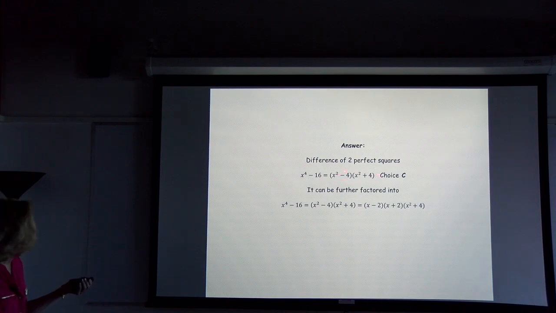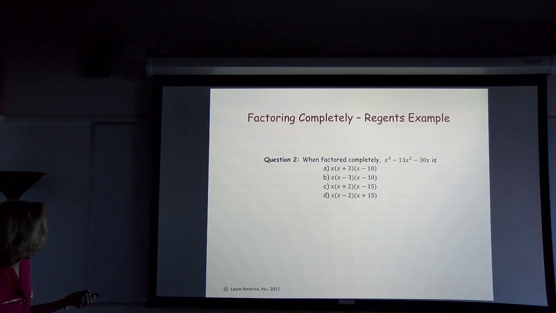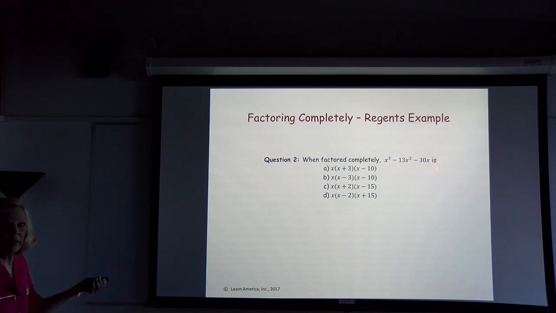The Regents exam actually leaves it in this form, although if you had continued, the x squared minus 4 could be written as x minus 2 times x plus 2. Okay, factored completely. What do you notice about each of these terms? What do they have in common?